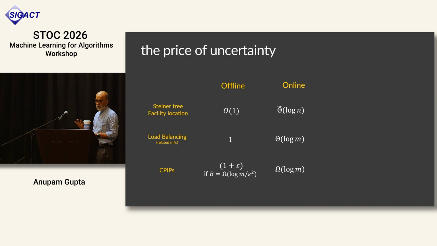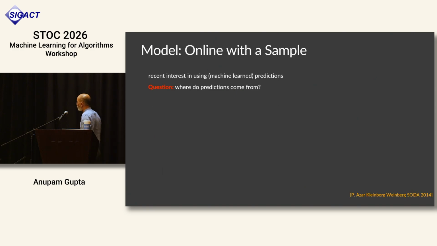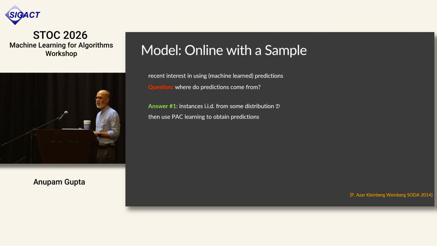And in order to combat this price of uncertainty, there's a model called online with a sample. Essentially it came out of several people thinking about machine learned predictions and where these predictions come from. One thing you could say is, oh, these predictions are IID from some distribution. This is a very natural thing. It's like PAC. We've been doing this for 40 years now.